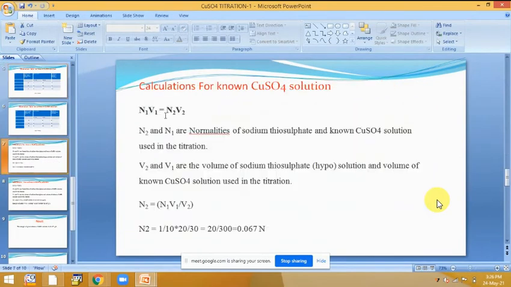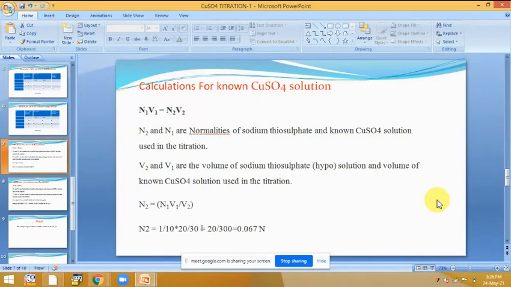N1 V1 equals N2 V2, where N2 is the hypo solution concentration, N1 is the known copper sulfate, V2 is the hypo solution volume, and V1 is the known copper sulfate volume. N1 is 1/10, I provided you the data. V1 is a fixed volume, that is 20, which we take in the conical flask. V2 means after titration at the end point, the burette reading is 30.